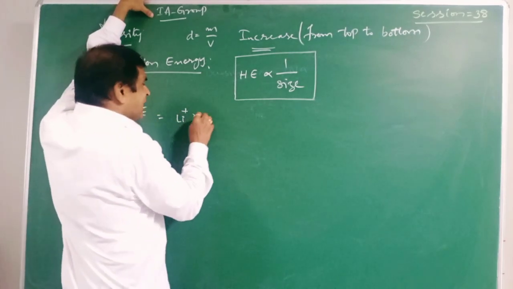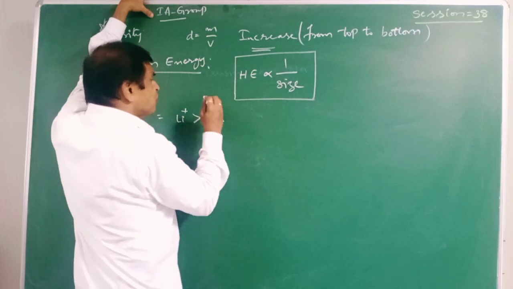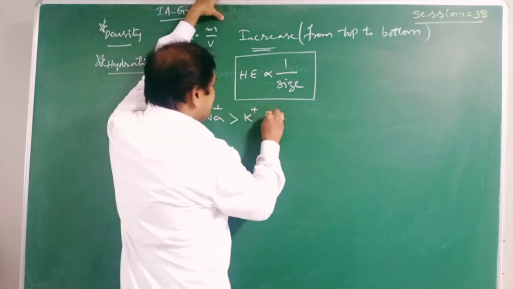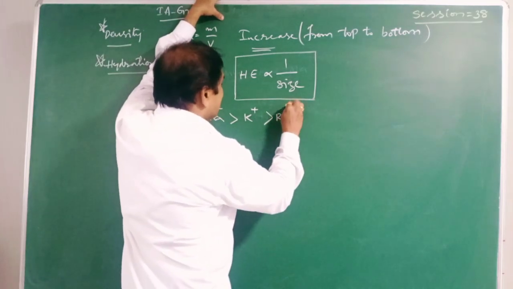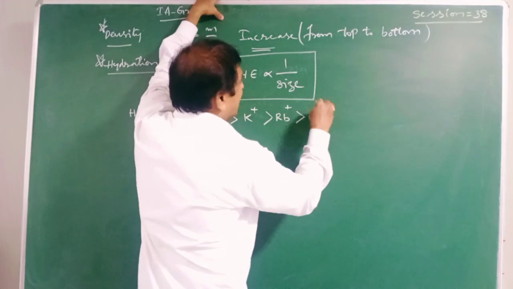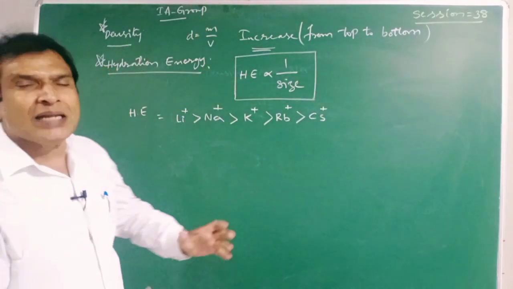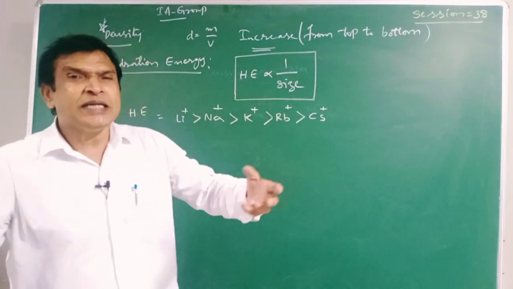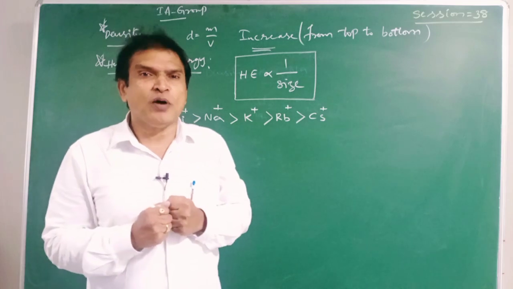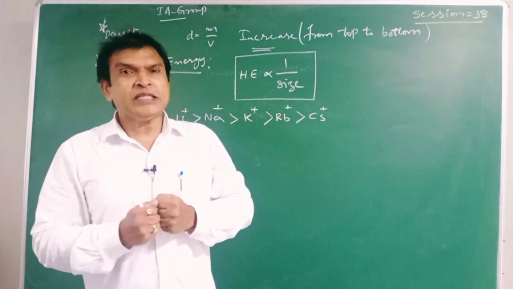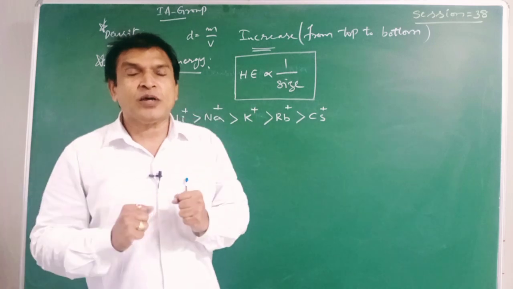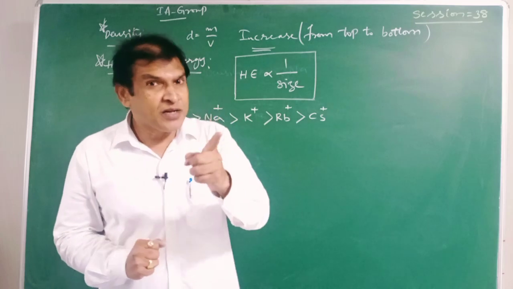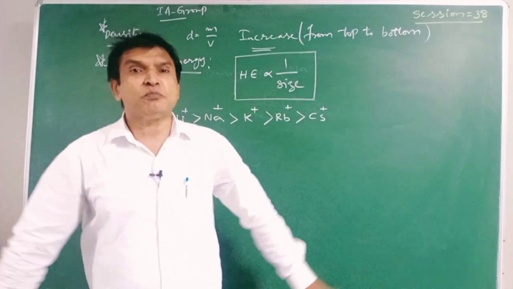Lithium ion greater than sodium ions. Sodium ions get more hydrated than potassium ions, K plus, and potassium ions are more hydrated than rubidium ions. Rubidium ions are more hydrated than cesium ions. So which alkali metal ion gets more hydrated? Lithium ions get more hydrated. That means lithium absorbs more and more water. So the hydrated lithium ion gets bigger in size. By absorbing more water molecules, the radius of the hydrated lithium ion becomes bigger.